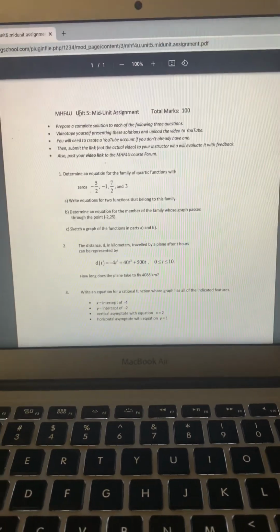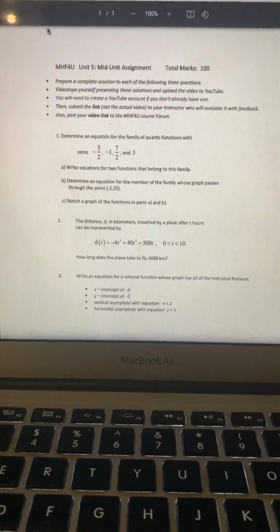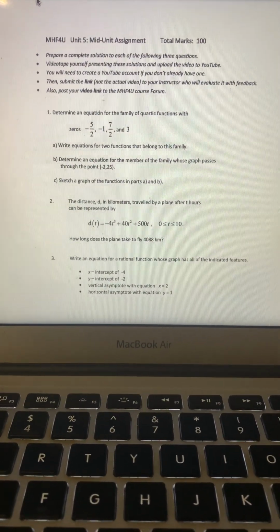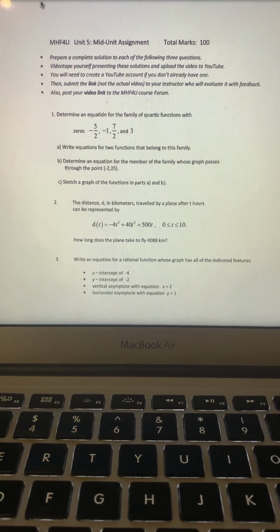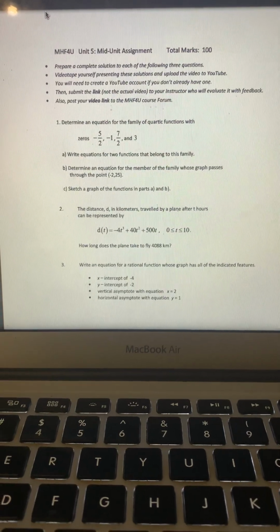Patrick McDermott, and this is my Unit 5 mid-unit assignment. Question 1 asks, determine an equation for the family of quartic functions with zeros -5/2, -1, 7/2, and 3. 1a says write equations for two functions that belong to this family.